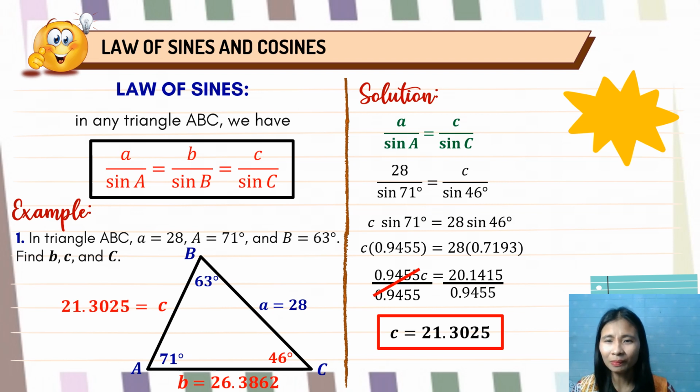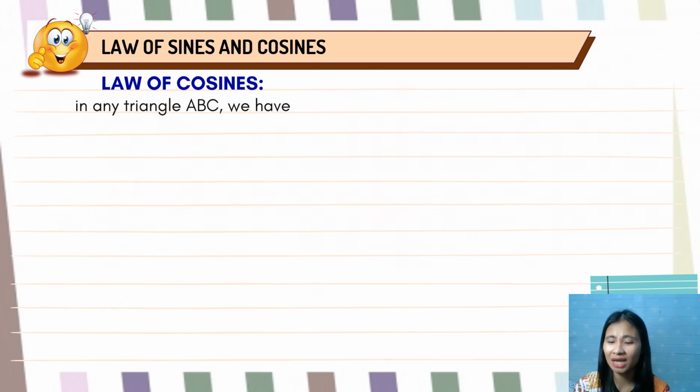Now, there will be cases where, given the data, we cannot make use of the law of sines. Why? By the time we make use of the formula for the law of sines, there are two unknowns left. So that is why we are going to make use of the law of cosines. What is the law of cosines all about?